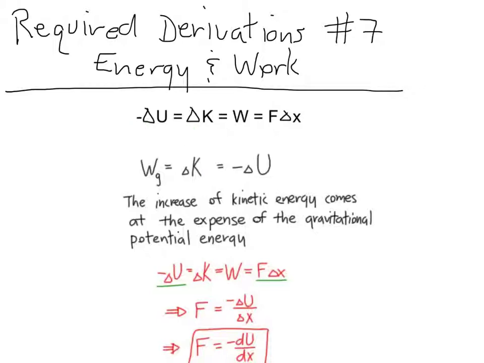the potential energy. So as an example, if an object is accelerating downward due to the gravitational force, the work done by the gravitational force is going to be seen as an increase in the object's speed. Of course, all the while the gravitational potential energy is decreasing. So the increase in the kinetic energy comes at the expense of the gravitational potential energy.